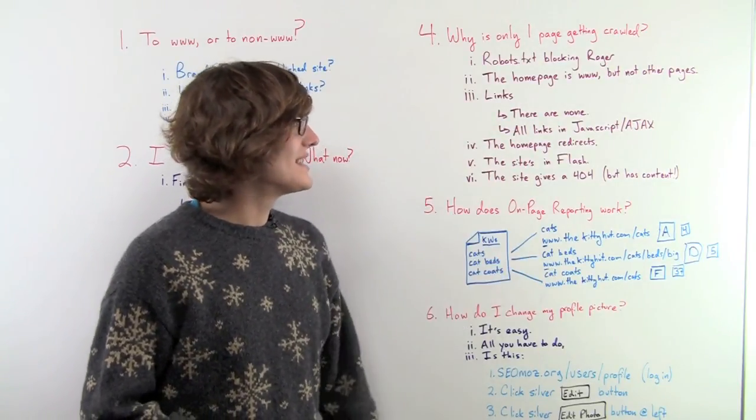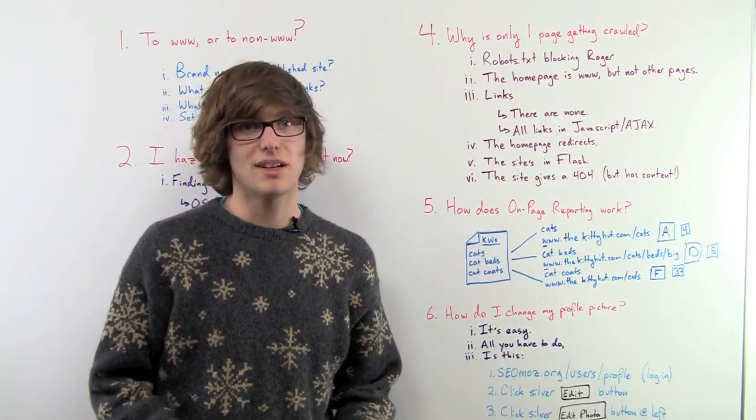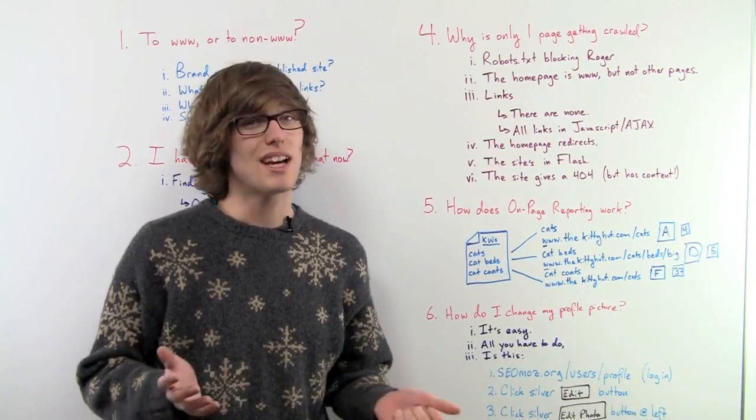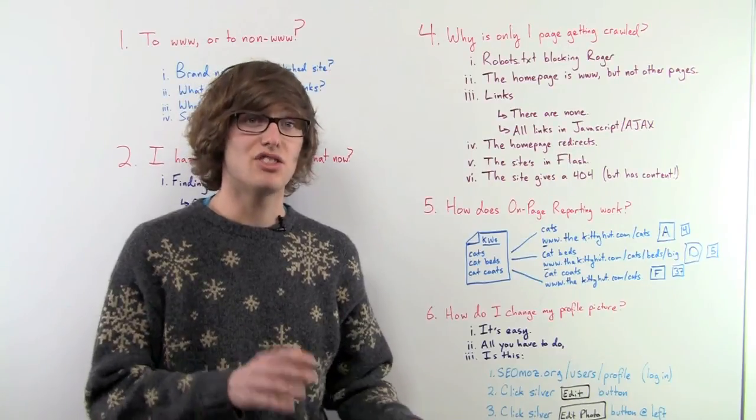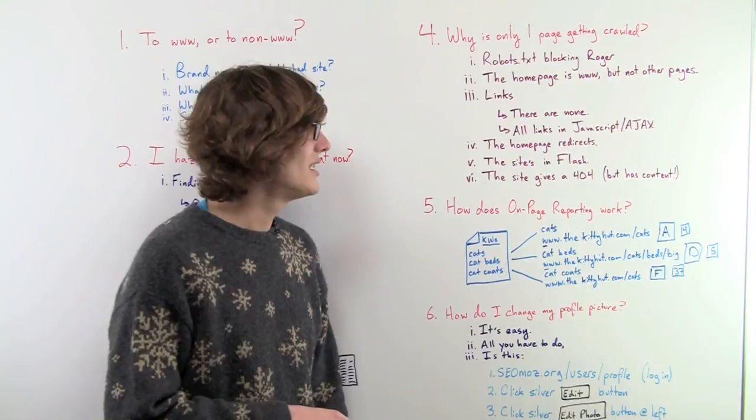Another thing is having links that are only in JavaScript or Ajax. That can be a problem for our crawler because we can't always access those, and sometimes search engines have problems with those too. But generally, for our web app, we like to see links in the standard HTML format.